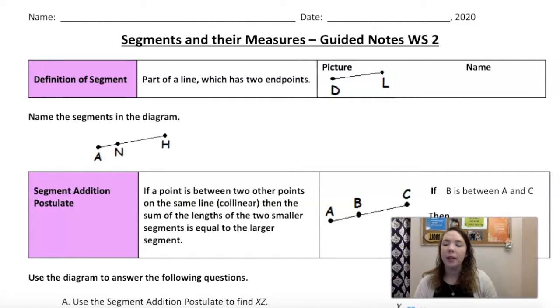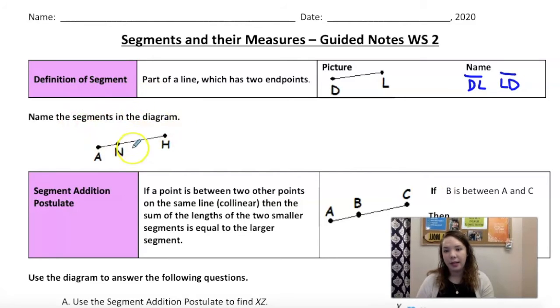So here we're talking about a line segment. So this is part of a line. We talked about lines yesterday, that they go on forever, they're infinite. But a segment is just a piece of that line, so it does have two endpoints. When you're naming these, it's very similar. You could have DL or LD, but above you're just going to have a line without the arrows on the end. That's what's going to tell us it's a segment instead of a line.